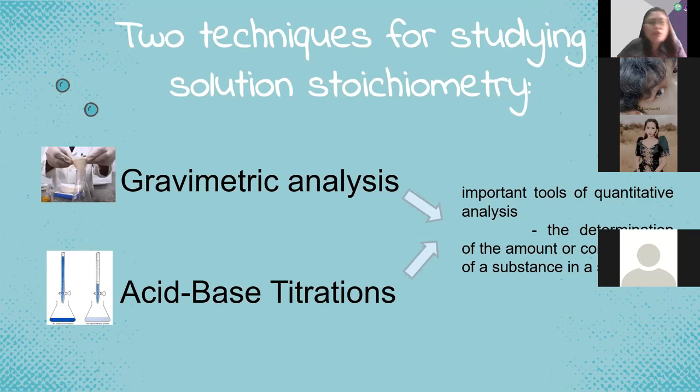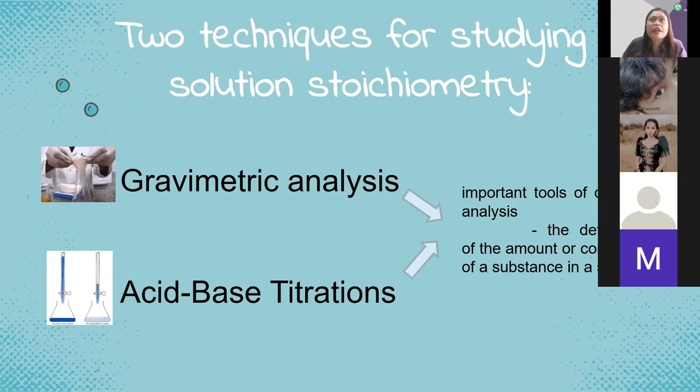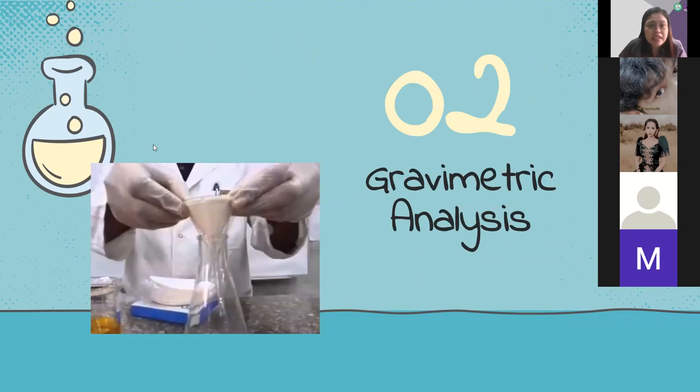So, let's move on. Now, we have two techniques class used in chemistry for stoichiometry. When you say stoichiometry, this involves determining the amount of the substance based actually in a chemical equation. So we have two here, the gravimetric analysis and the acid-base titration. Both of these processes are used in quantitative analysis, meaning we are determining the amount or concentration of a substance in a sample. So let us start with the gravimetric analysis.